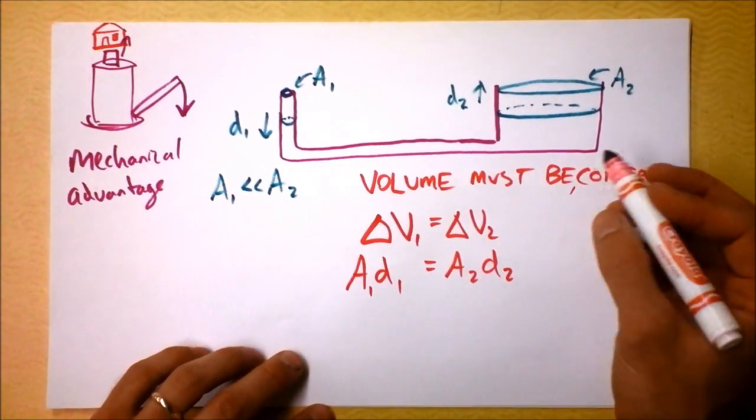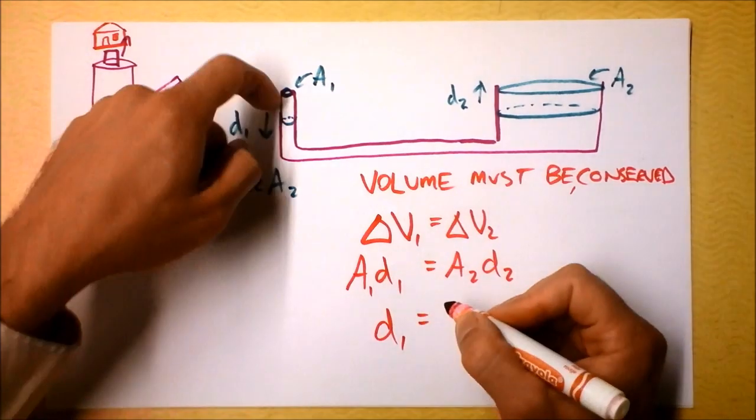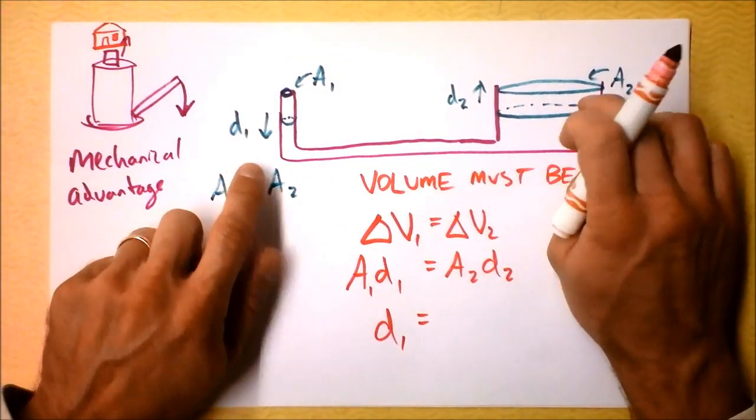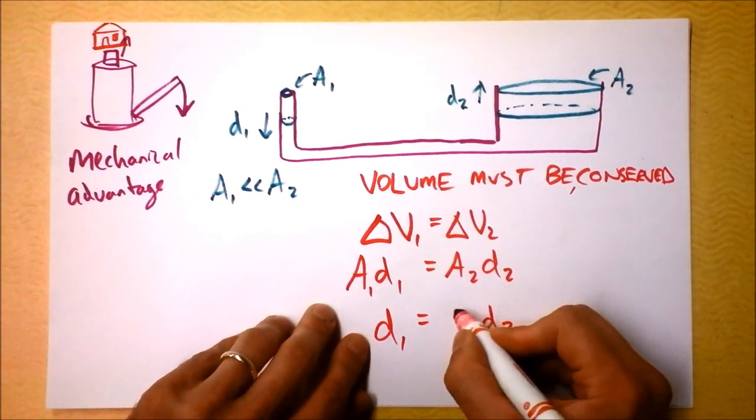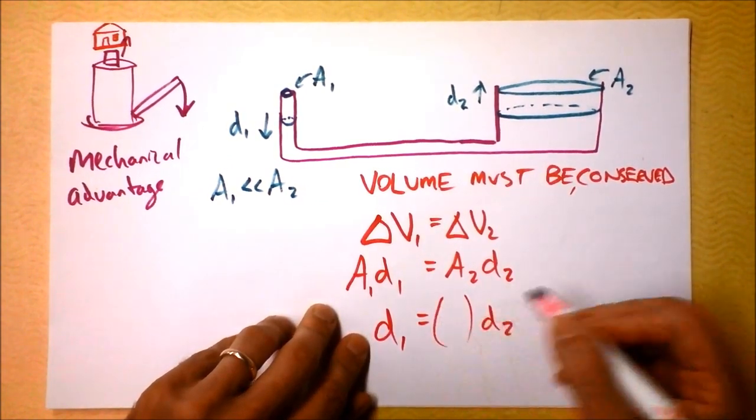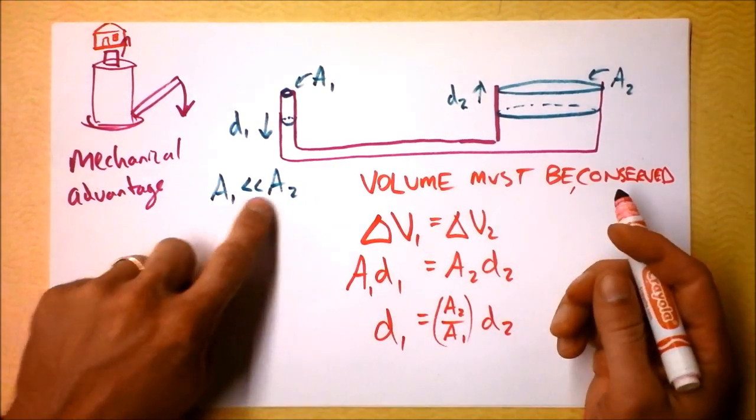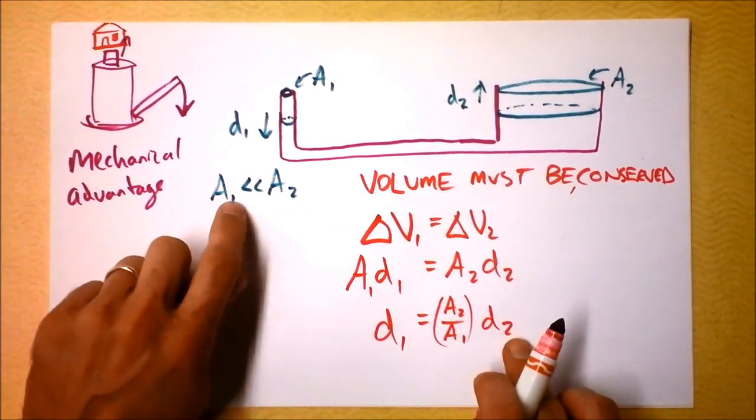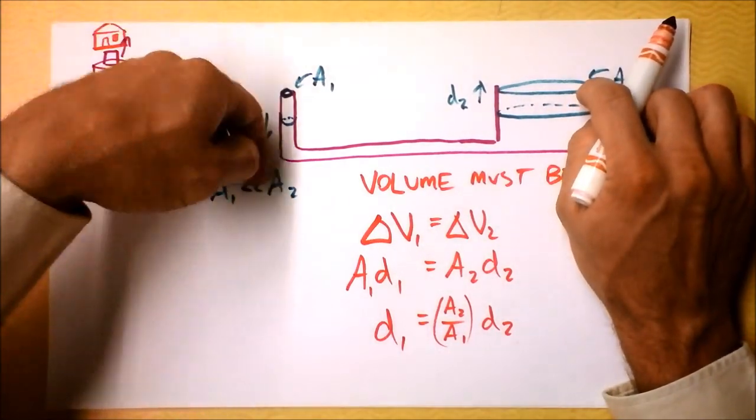So we can solve this for the distance. Let's solve it for d1, the distance that this piston needs to move to make that piston move a little bit. Well, it'll be something times d2, and that coefficient is A2 over A1. Notice A2 over A1 is this enormous number. So in order to move this piston just a tiny bit, you need to move this piston a ton.